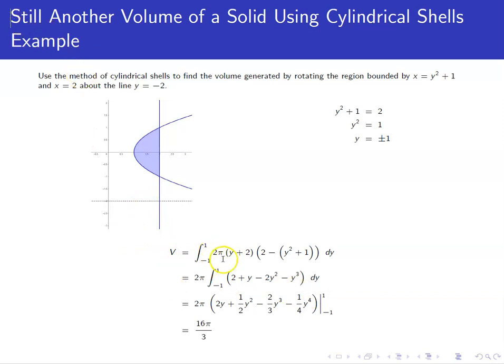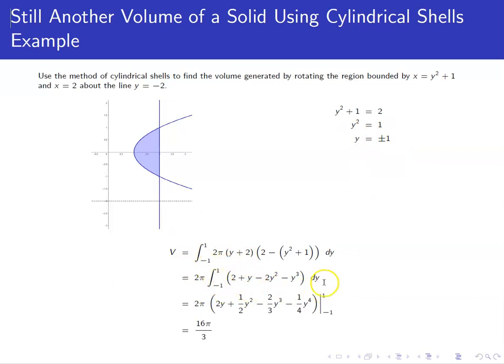All right, so now we've got 2 pi times the radius, which is y plus 2, times the height, which is 2 minus the quantity y squared plus 1. We also need our limits of integration, which are y's. So again, we set the two curves equal to each other and solve. We get y is plus or minus 1. So that's where our limits of integration come from.